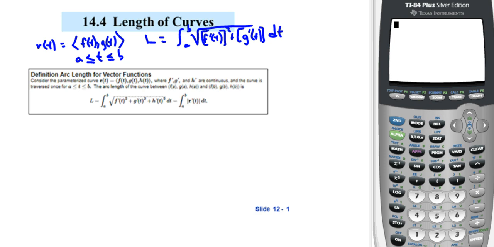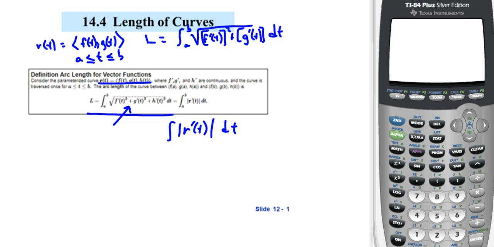Okay, now that definition can be extended if you have a vector valued function in 3 dimensions. So given some vector valued function f of t, g of t, h of t, then the arc length will be given by this. So it's just the integral from a to b of the square root of f prime of t squared plus g prime of t squared plus h prime of t squared. And since that is also just the magnitude of the velocity vector, you could also write it as a shorthand way of saying the magnitude of r prime of t.